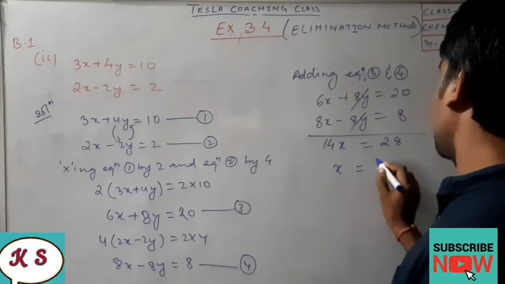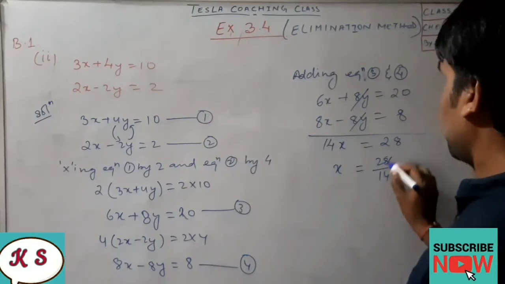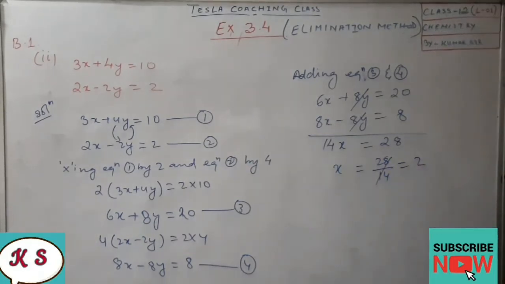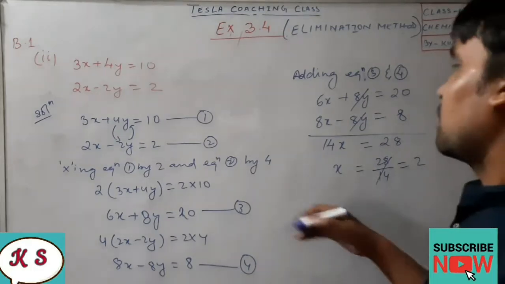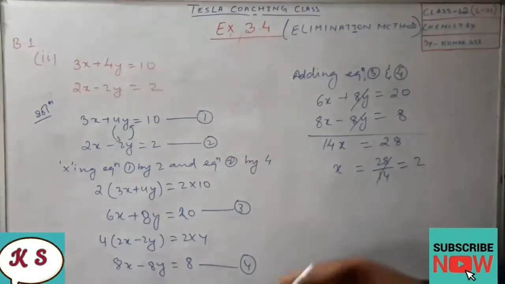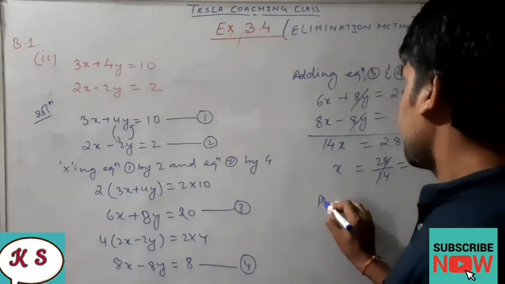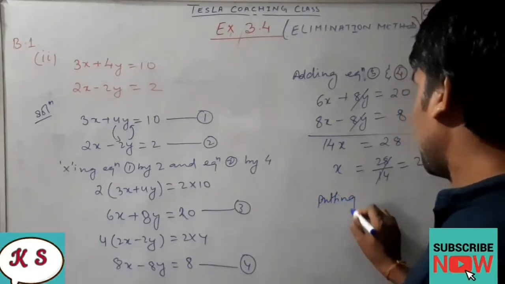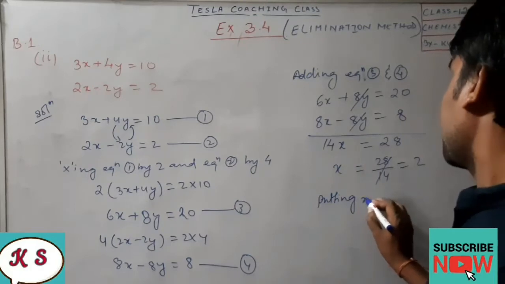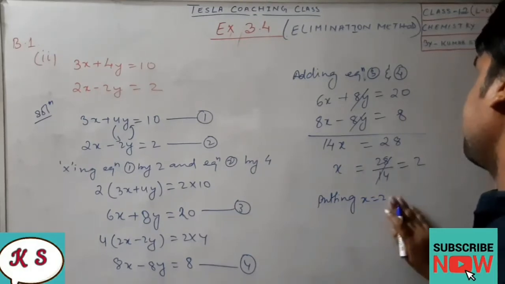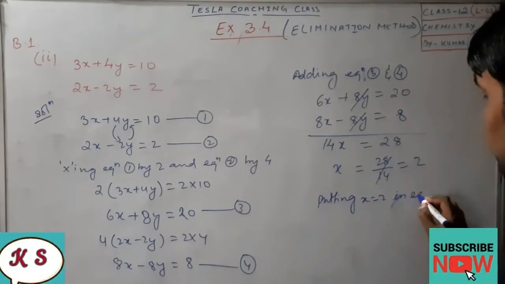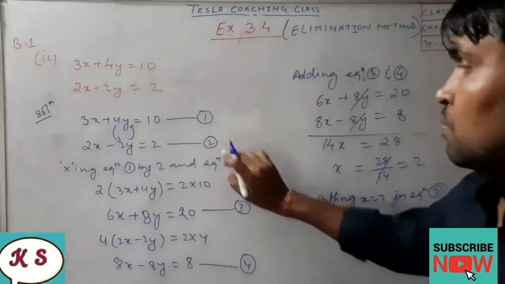So your x will be equal to 28 divided by 14, which is 2. So the value of x we got is 2. This value of x equal to 2, you can substitute in any one of the equations. There are 4 equations, any one you can substitute. For me, I'll go for substituting in equation number 2, since equation 2 has smaller numbers. So putting x equal to 2 in equation number 2.